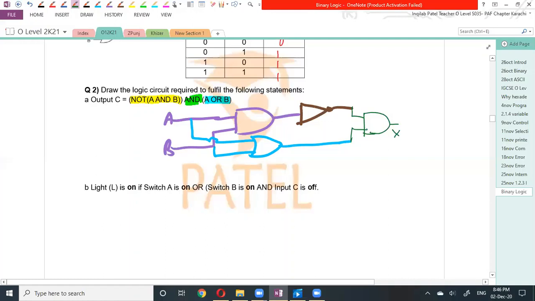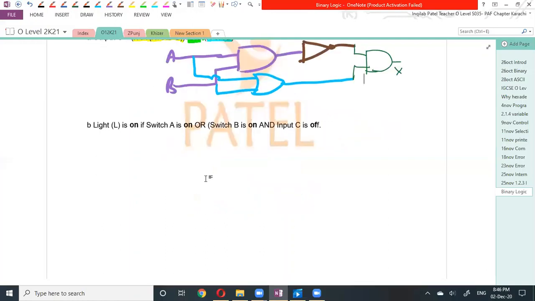Right, bacho? Then we have another circuit. It says the light L is on, so the output will be L. If switch A is on or switch B is on and switch C is off, we have three switches: A, B, C, and the output is L. It says A is on.